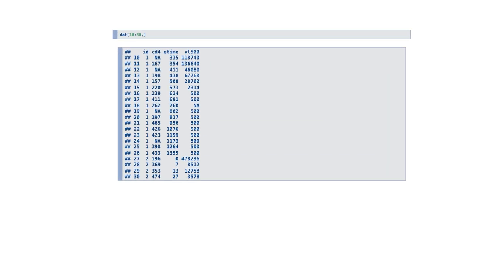Again, this is what it looks like originally. So first of all, I have to create some baseline covariate. It's not part of this data.